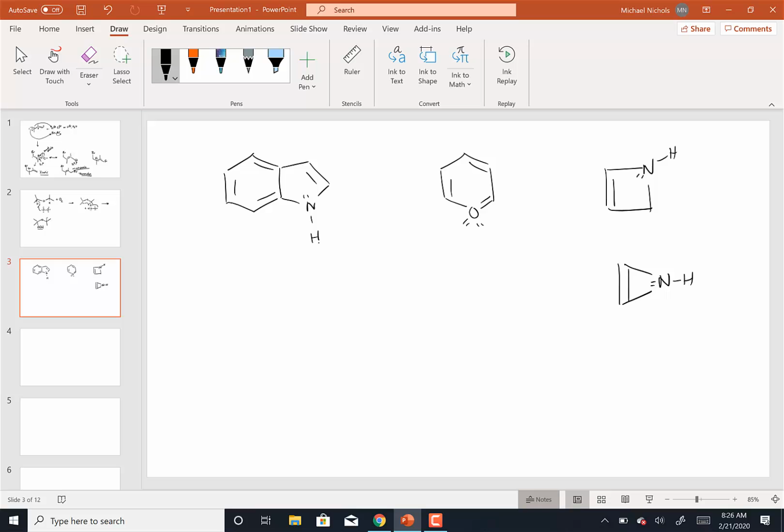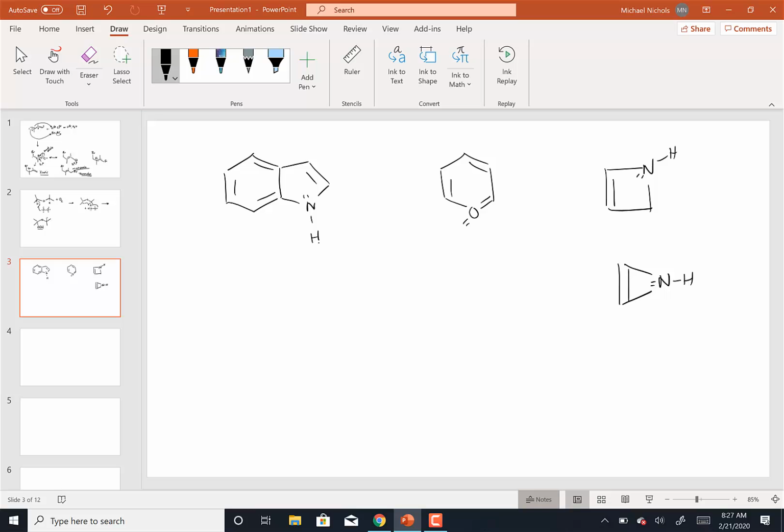Is oxygen allowed to have sp2? No, it's not. You can only have one. That's true, that would violate the octet rule. Minus 20.